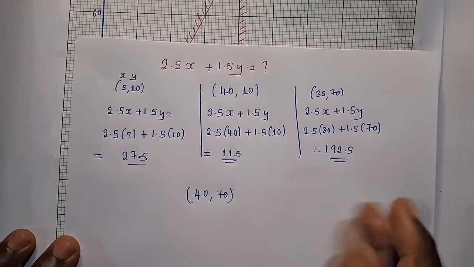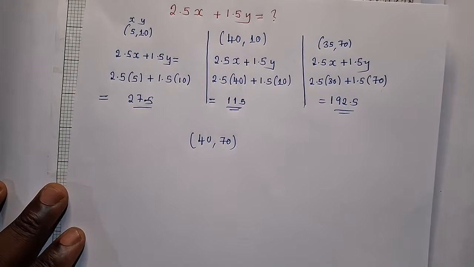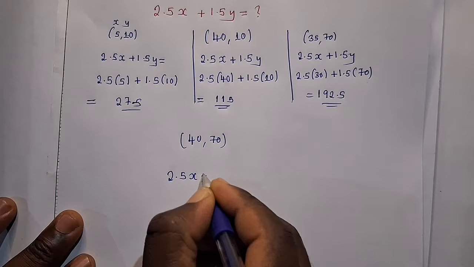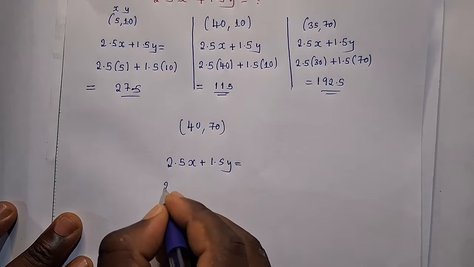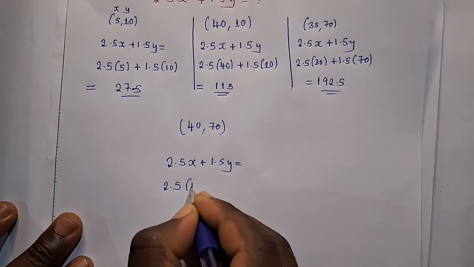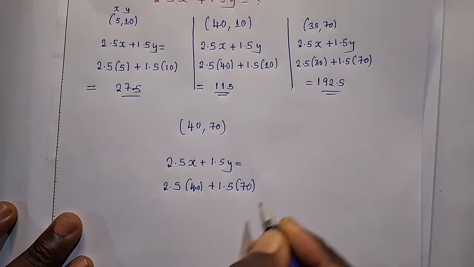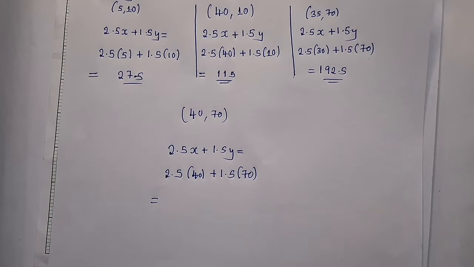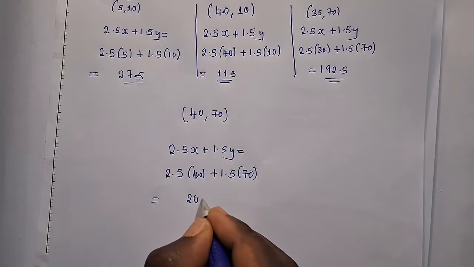So you can see this is (40, 70). So for (40, 70), we get the objective function, that is 2.5x plus 1.5y. Okay, so now we substitute 2.5(40) plus 1.5(70), like that. So when we punch here, 2.5(40) plus 1.5(70) is giving us 205.